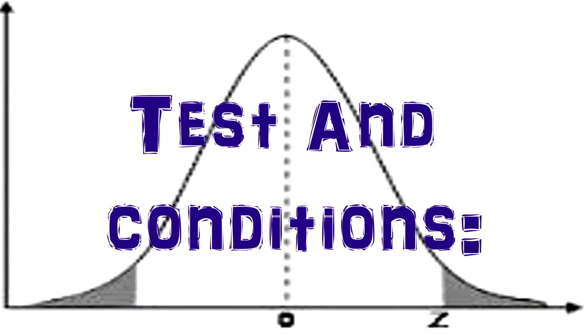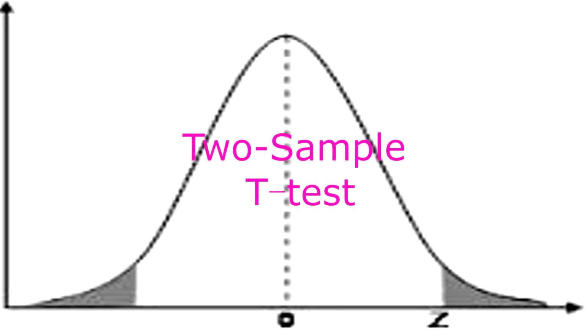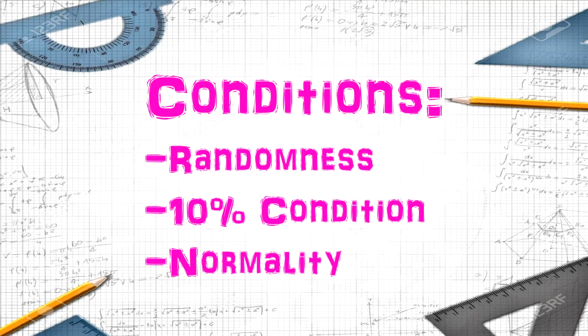Thus, tests and conditions. We are going to perform a 2-sample t-test because the test will determine whether or not the means of the 2 independent populations are different, and we don't know the population standard deviation. In order to perform this test, we need to make sure that the conditions are met.